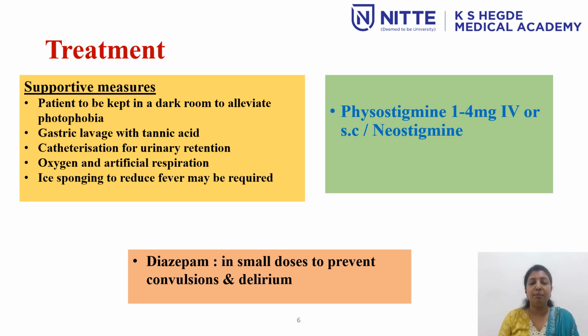Atropine is an anti-muscarinic drug. It blocks the muscarinic receptors. So you can try to increase the concentration of acetylcholine using anticholinesterase. And diazepam can be used in small doses to prevent convulsions and delirium.